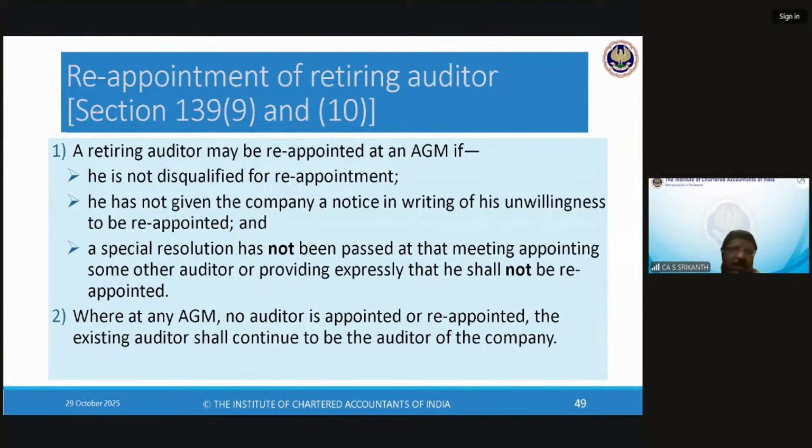But if no such resolution has been passed, and he is not disqualified, and he has not given the company a notice in writing of his unwillingness. Here, these are simultaneous conditions. He is not disqualified, and he has not given the company notice in writing, and no special resolution has been passed. Where at any AGM no auditor is appointed or reappointed, the existing auditor shall continue to be the auditor of the company until the new one comes.